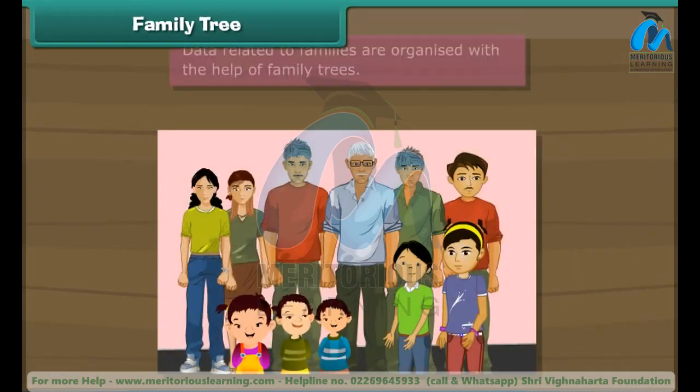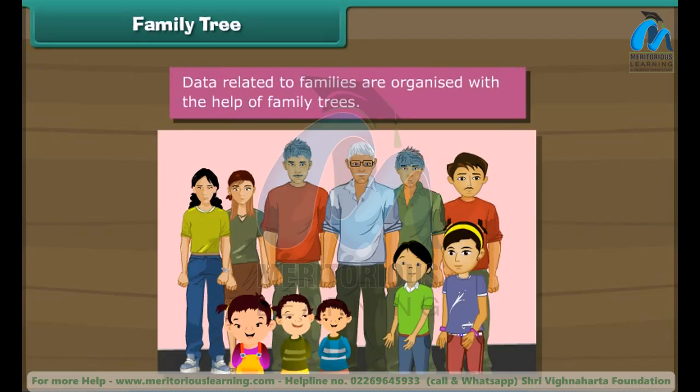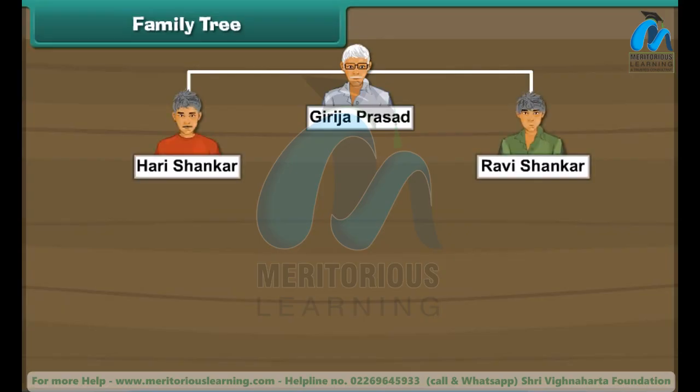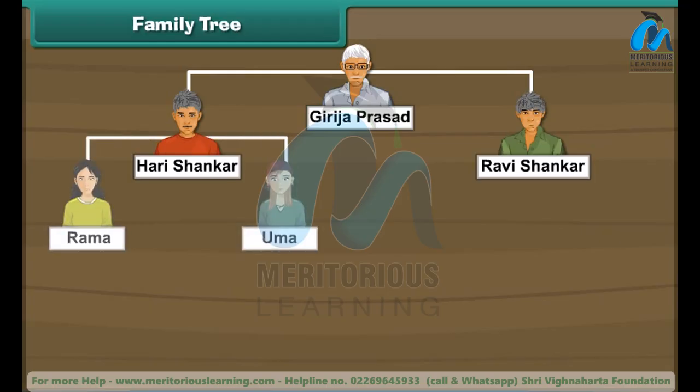Family tree. Data related to families are organized with the help of family trees. Ravi lives in a joint family. Let us represent his family with the help of a family tree. The eldest member in the family is Ravi's great-grandfather, Girija Prasad. He has two sons, Hari Shankar and Ravi Shankar. Hari Shankar has two daughters, Rama and Uma.